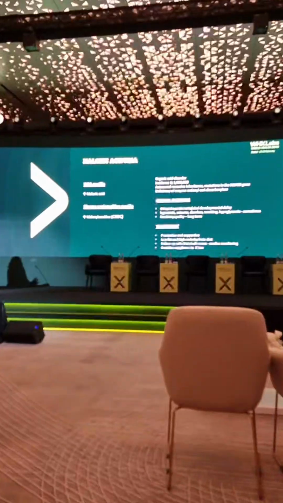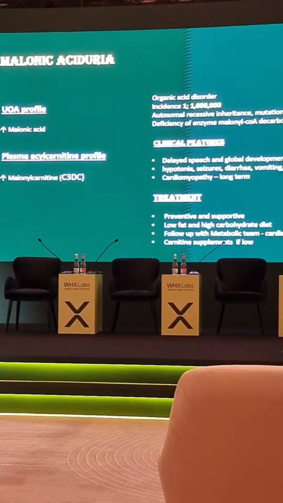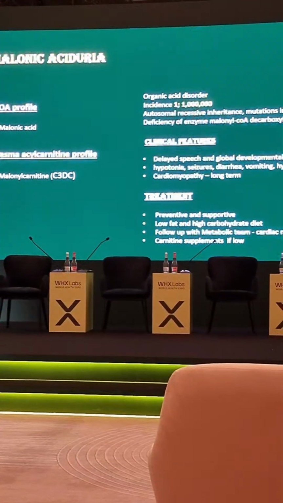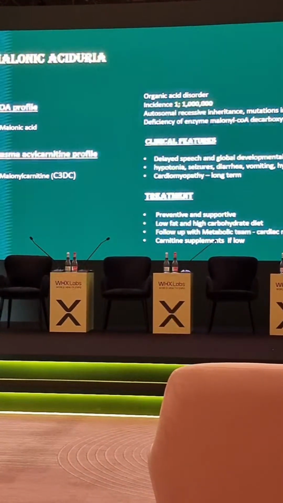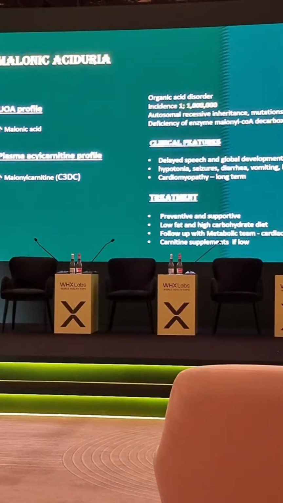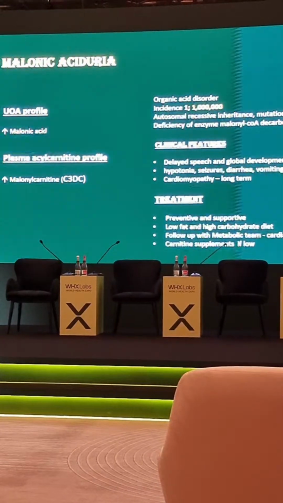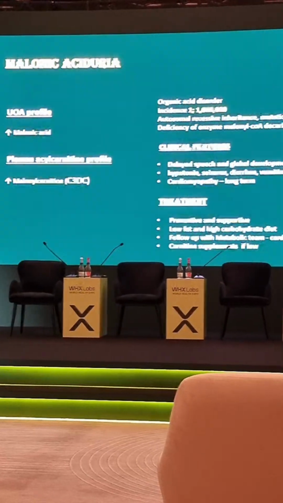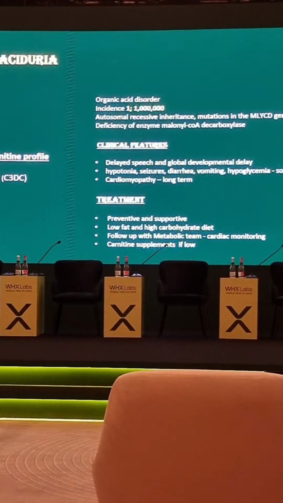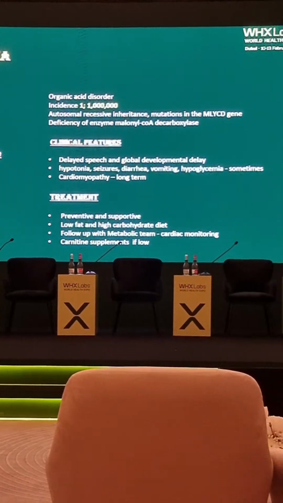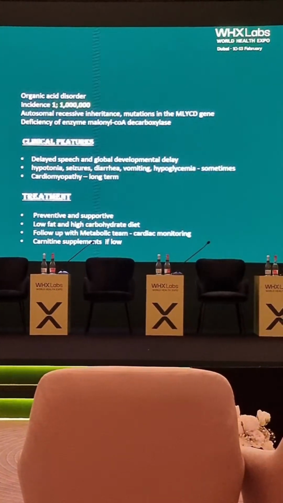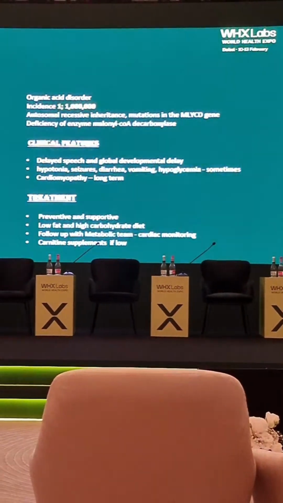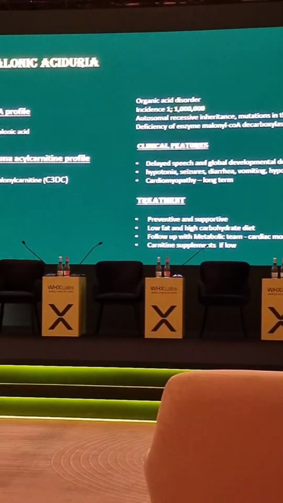Normally you never see a peak of malonic acid in the urine. So when you do the plasma acylcarnitine profile in these patients, you will see elevated malonyl carnitine, or C3DC. So this is an organic acid disorder, and it's a very rare disorder. The incidence is about 1 in a million. If you look into the literature, you'll probably find 30 or 40 cases published. But interestingly, in Qatar, we have diagnosed 4 cases of malonic aciduria.